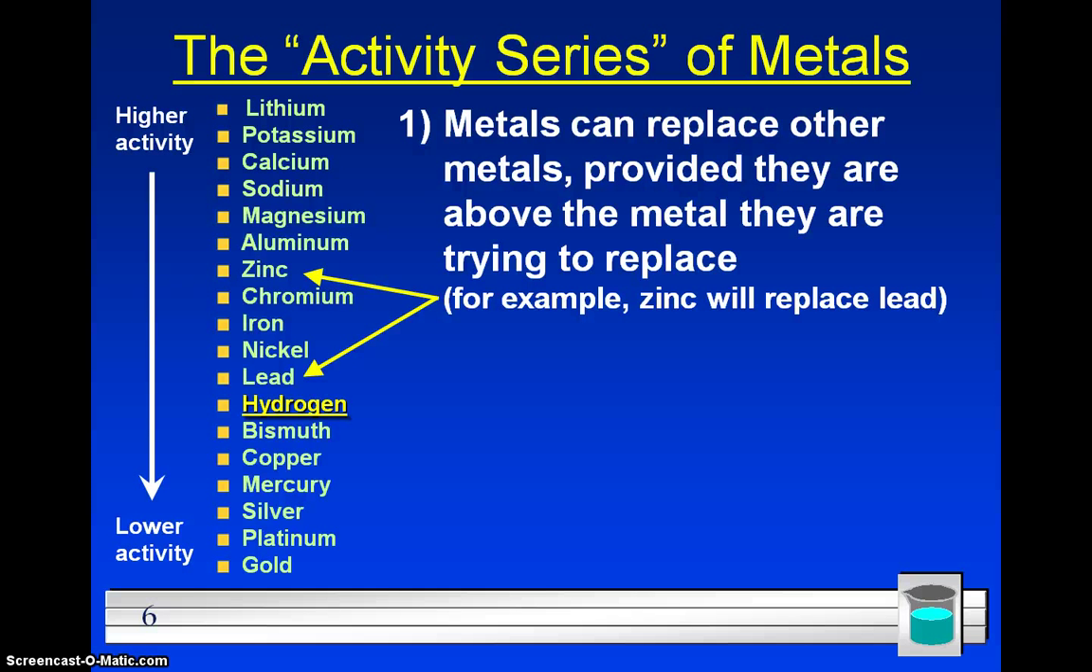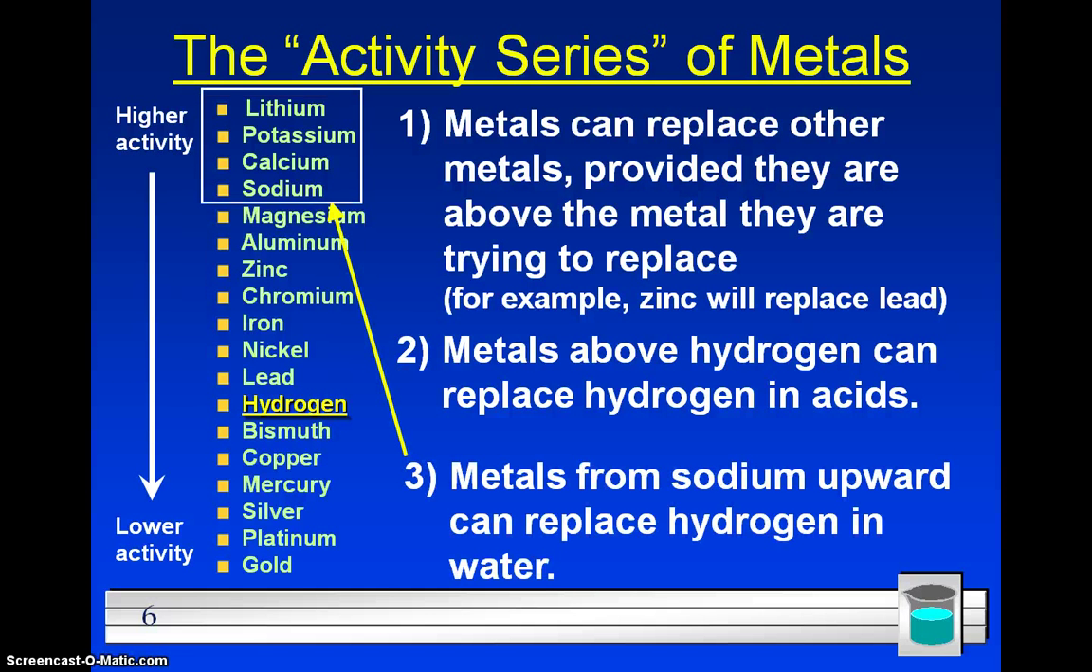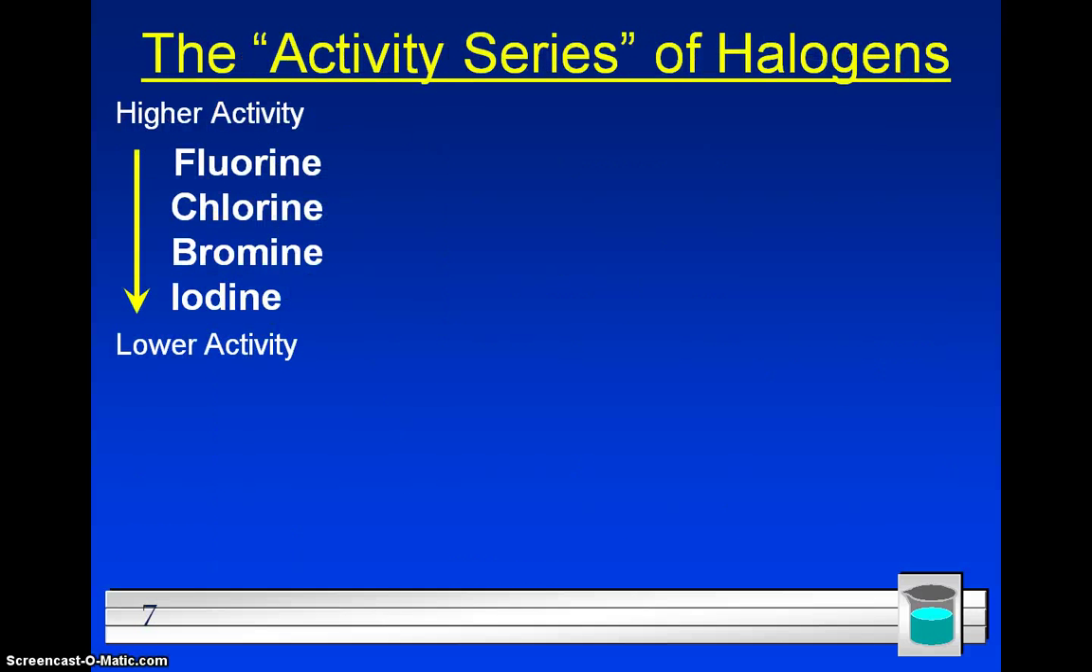Metals can replace other metals provided that they are more active or higher on the list. For this example, zinc could replace lead because it's higher up on the list, but lead could not replace zinc from a compound. Included in this list, like I said, is hydrogen, because we're going to be dealing with a lot of acids, and we sort of treat hydrogen like a metal when it's in the acids. Don't worry about this; we'll just leave it at that for now.